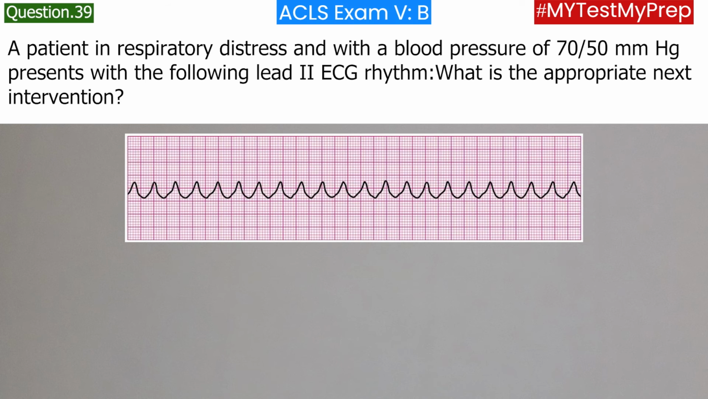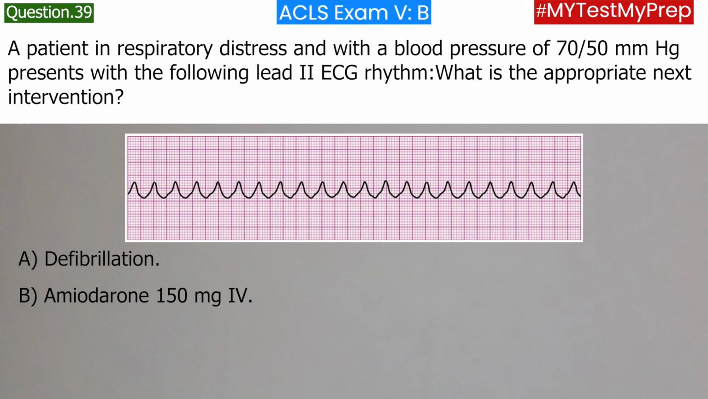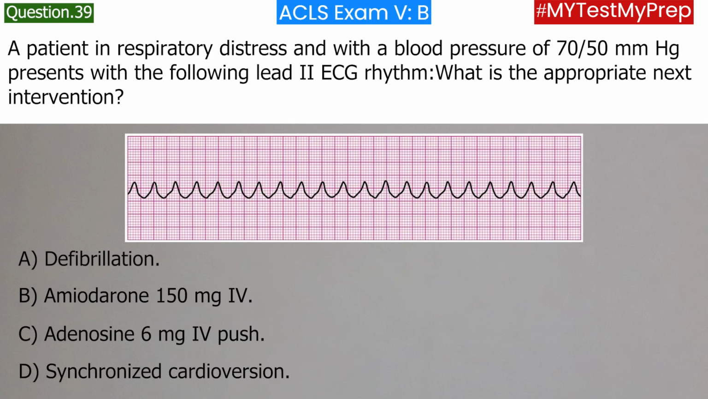A patient in respiratory distress and with a blood pressure of 70/50 millimeters of mercury presents with the following lead 2 ECG rhythm. What is the appropriate next intervention? A. Defibrillation. B. Amiodarone 150 mg IV. C. Adenosine 6 mg IV push. D. Synchronized cardioversion. Answer: D.